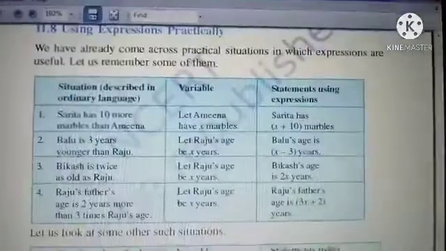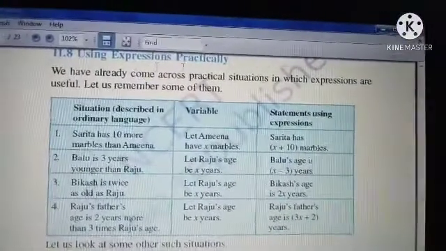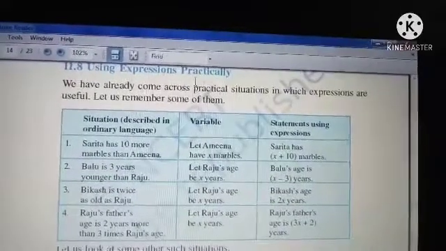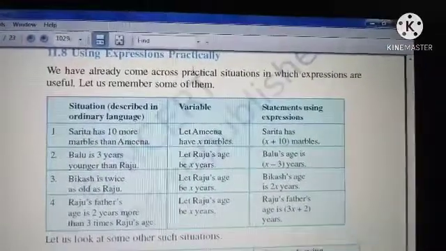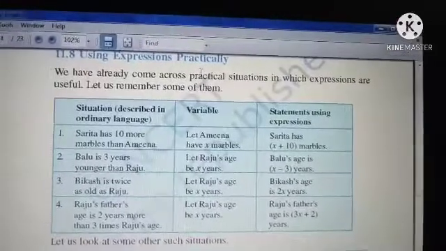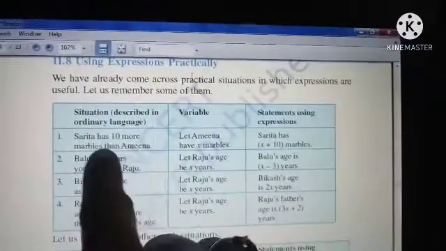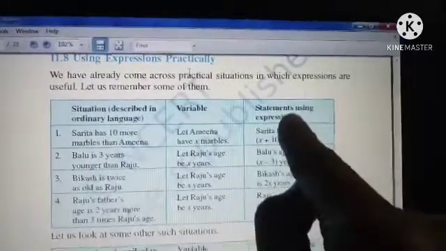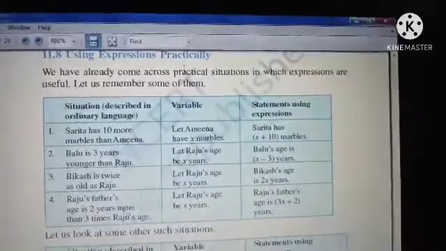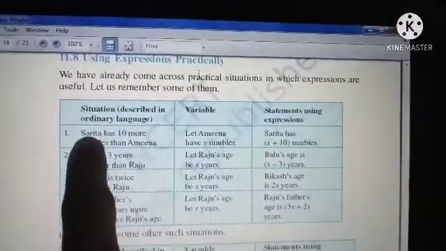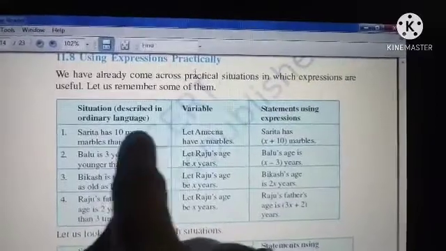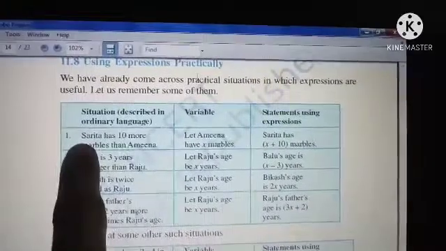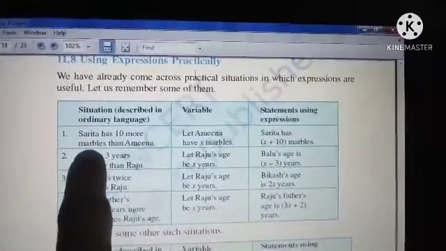Next, you can take the textbook, using expressions practically. You can see this cursor, children. In practical life, we use expressions more. See the situation, it is given in ordinary language. This is the variable we are taking and this is the expression we are framing from the situation. What is the first situation? Sarita has 10 more marbles than Amina.